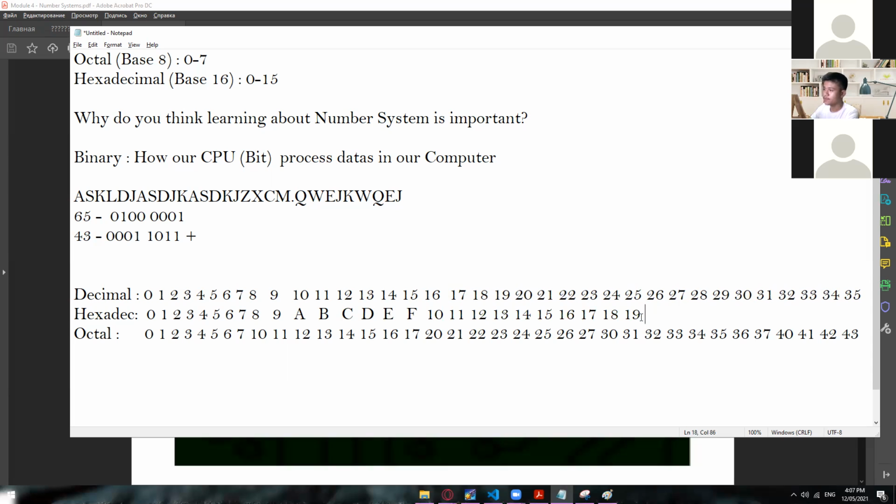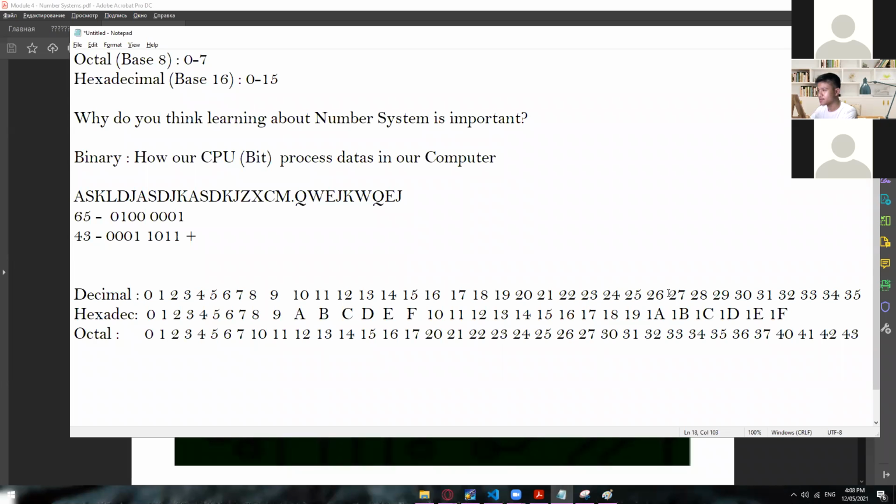Once we're done with 19, as you can see, the pattern is, after 0 to 9, we have letters. And then after 10 to 19, we have letters again. So again, just continue this one. Instead of just A only, we have to add 1. 1A, 1B, 1C, 1D, 1E, and then 1F.